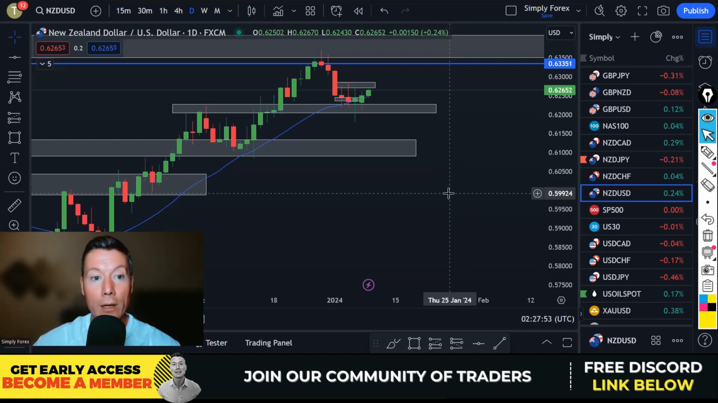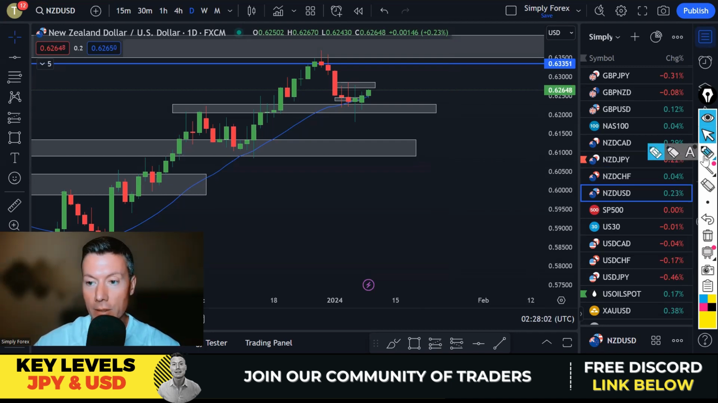Right, trades. We are still interested in US dollar levels and yen levels, exactly the same as yesterday, guys. So if we look at a few of the US dollar pairs, this is New Zealand US dollar. We're seeing buyers building up. We're in an uptrend to take price up to here.